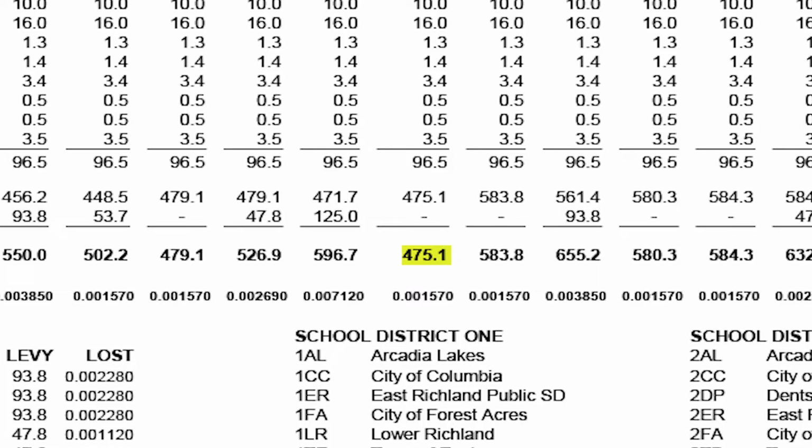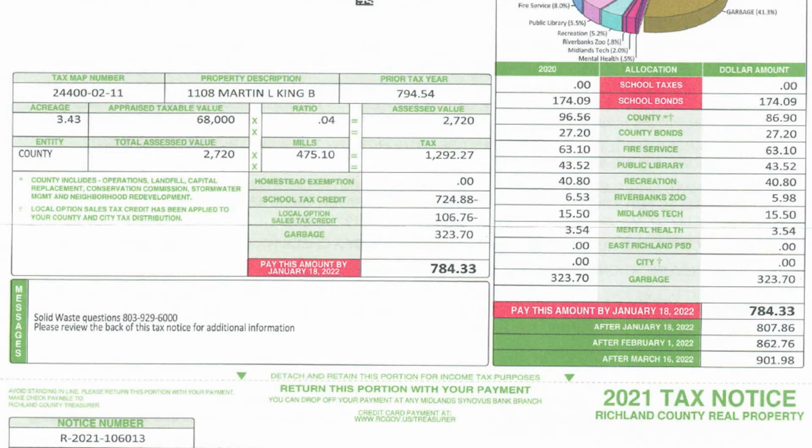On this tax bill, you'll see right here, it kind of shows it for you. You take that tax assessed value, which is 4% of the property value. So 2720 times, and the millage rate, you don't multiply it by 475, it's 0.47510 equals, and you see it right here. That's your tax amount. So this particular property is $1,292.